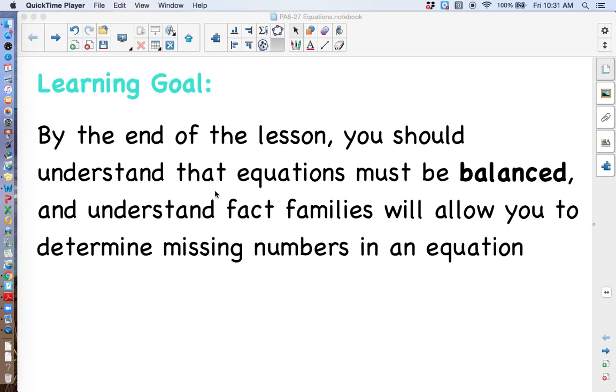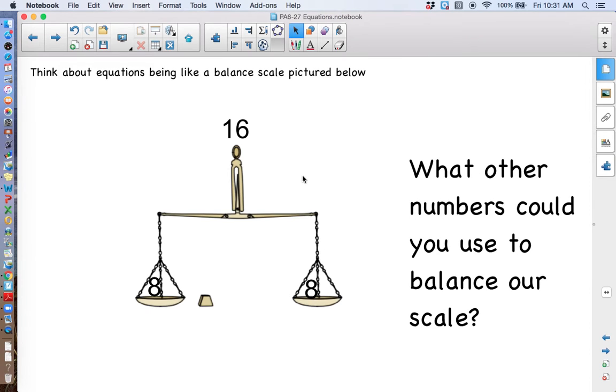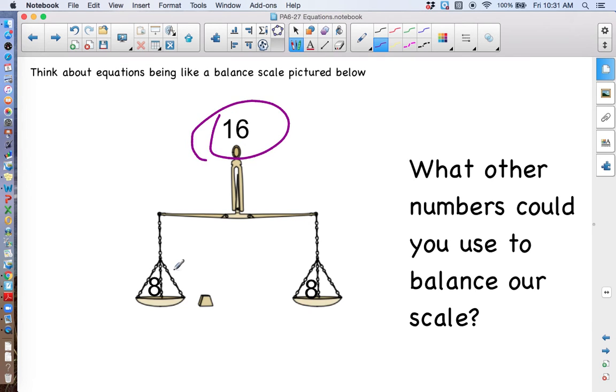So we're going to go through a little bit of a review with fact families, and it's just an understanding that your equation should be balanced. So in order to do that, I want you thinking about a balanced scale. Okay, so in order to have a total of 16, here I have 8 and 8, because 8 plus 8 will give you 16. The same values are down here, which is why our scale is balanced.